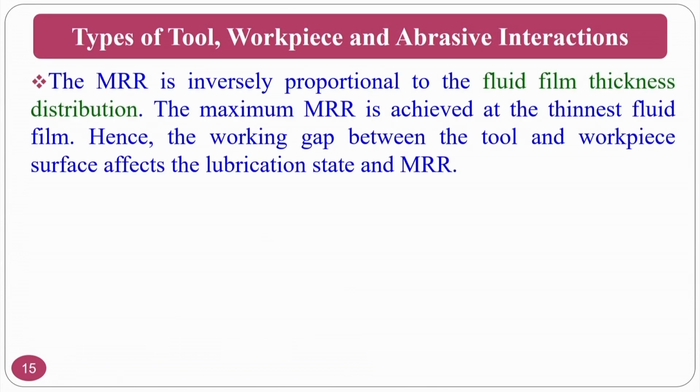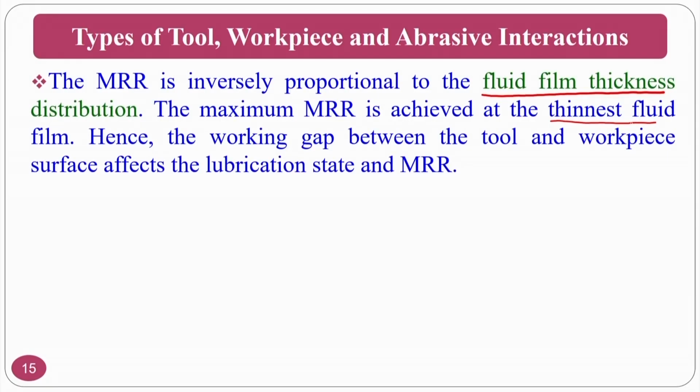For these types of tool, workpiece and abrasive interactions, the MRR is inversely proportional to the fluid film thickness. That means that if you want the MRR to be more, you have to use a very small fluid film thickness. If you have the same number of abrasive particles and the fluid film thickness is low in one case and high in another, the number of abrasive particles coming in contact with the workpiece will be high with less fluid film thickness. That is why it is always inversely proportional. That means that MRR will be very high if the fluid film thickness is low.